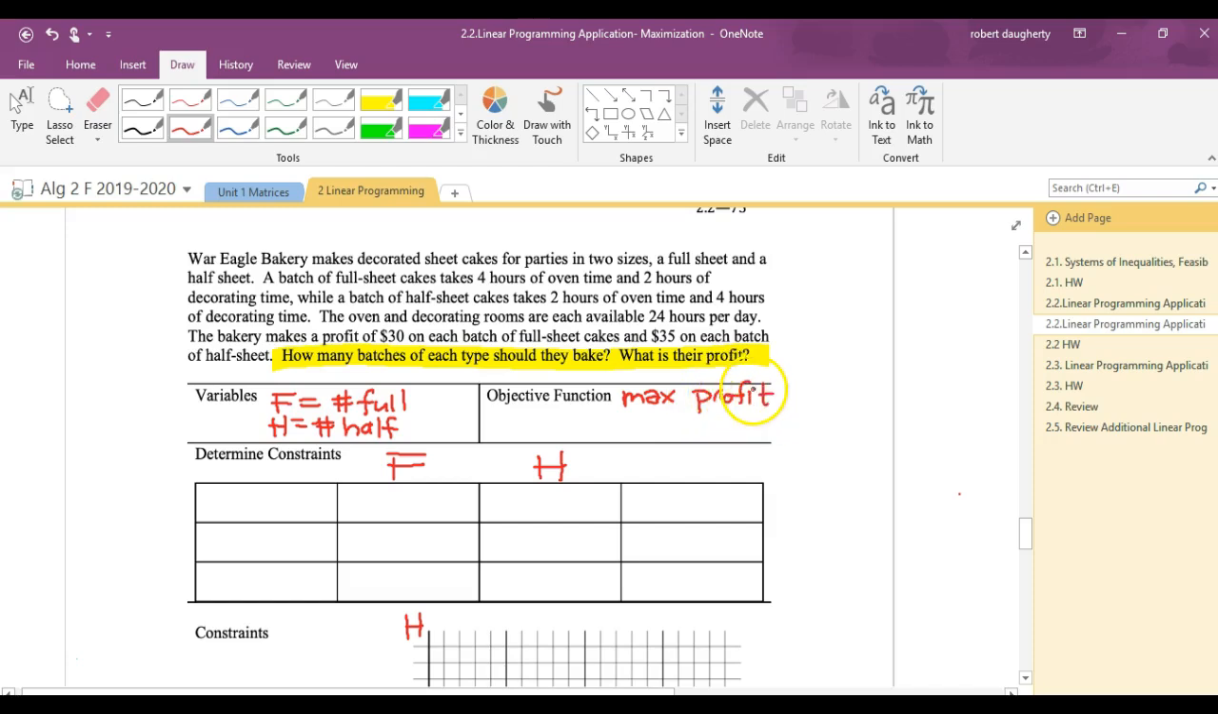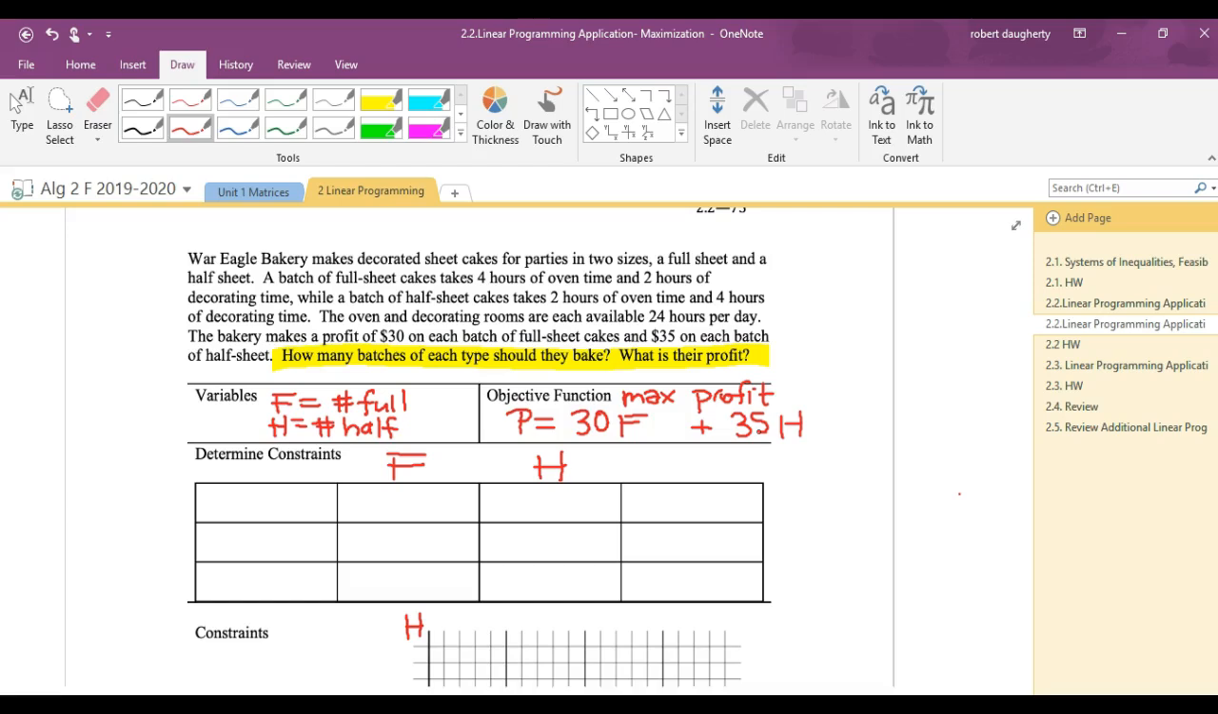So there's going to be a profit function, P, equal to something F plus something H, because I wrote F and H. What is the profit on a full? It looks like the profit is $30 on a full and $35 on a half. So that's my profit function. Now I come down and figure out everything else I need to extract from this problem.